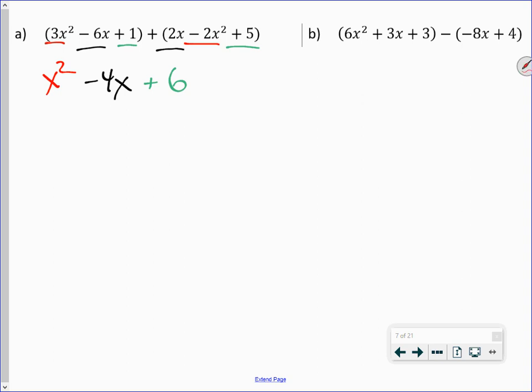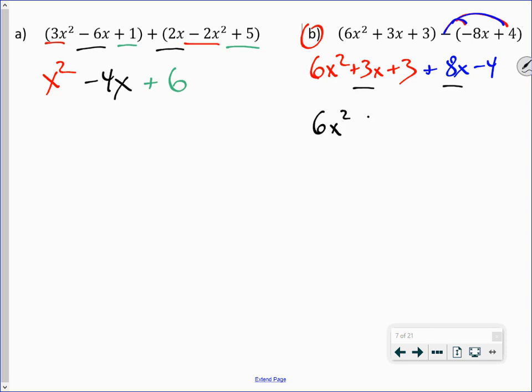Now this is a little tricky because this is on B here because we're subtracting. So I strongly recommend that you rewrite the problem, but that you distribute the negative. And so we will get 6x squared plus 11x minus 1.